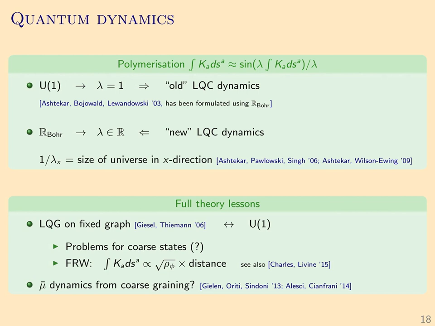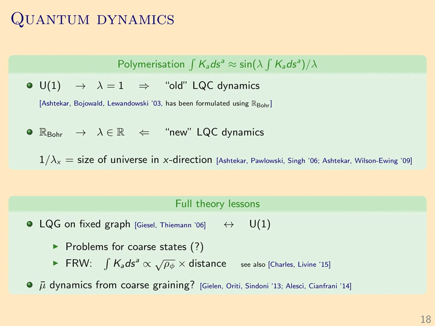And the reason why you would intuitively expect such problems is the following. If you look at these integrals of k in the Friedman-Robertson-Walker model, then you find that they scale as the square root of rho phi, where rho phi here is the matter energy density. So they scale as the square root of the matter energy density times distance. Therefore, these integrals of k can become large even if the matter energy density is very small, just if your universe is large enough.